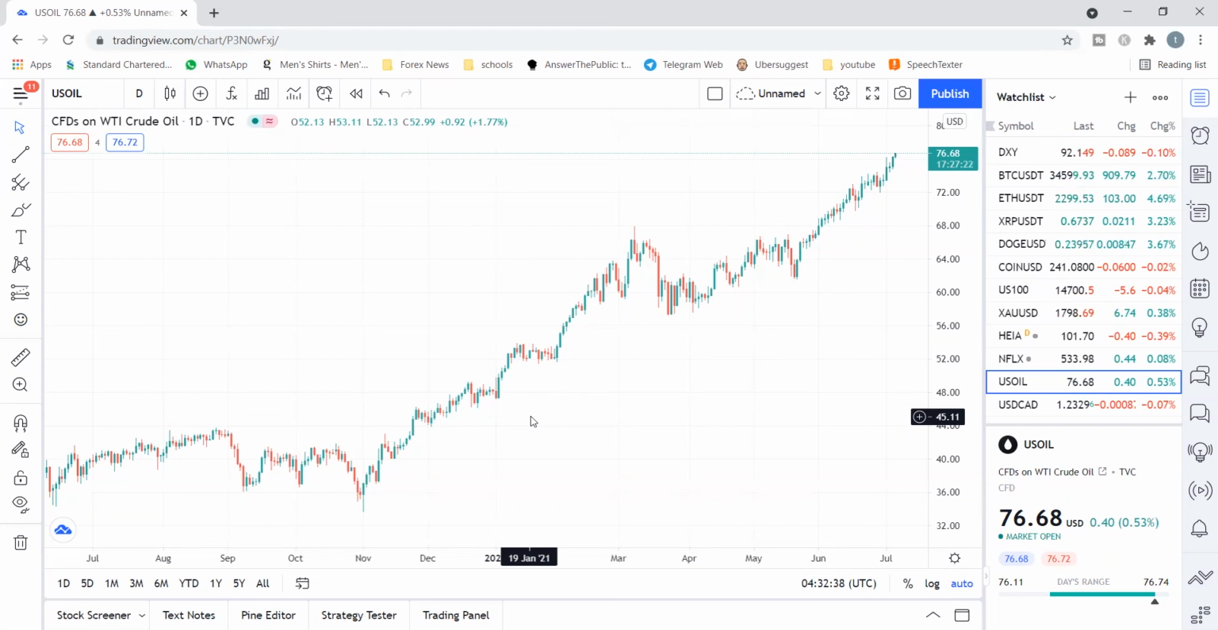A quick one for you to know the difference between a good trade and a bad trade. Now that you know what you need to do.